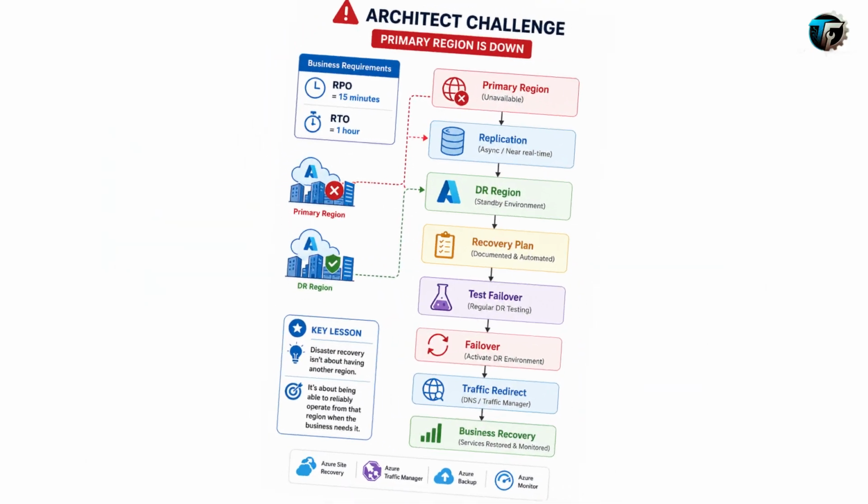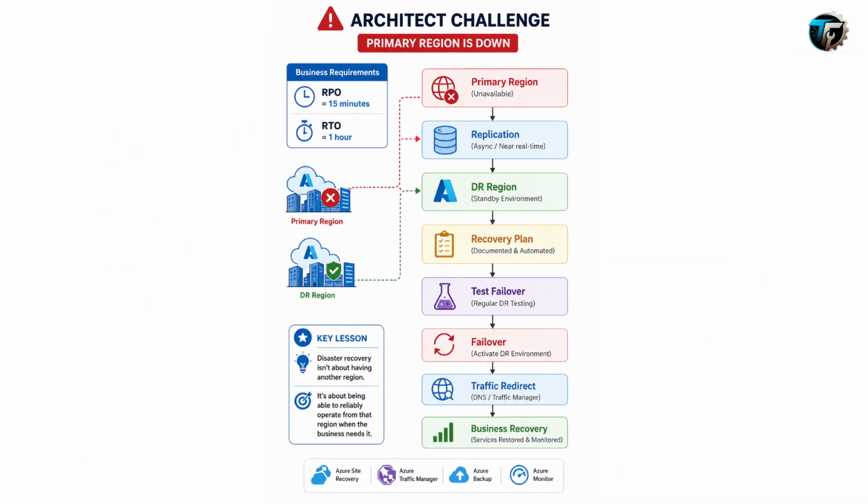Let's finish with an architect challenge. Your primary Azure region is unavailable. The business tells you, RPO, 15 minutes. RTO, 1 hour. What would your disaster recovery architecture look like? Would you simply restore yesterday's backup? Probably not. You need a recovery strategy designed around the business objectives.